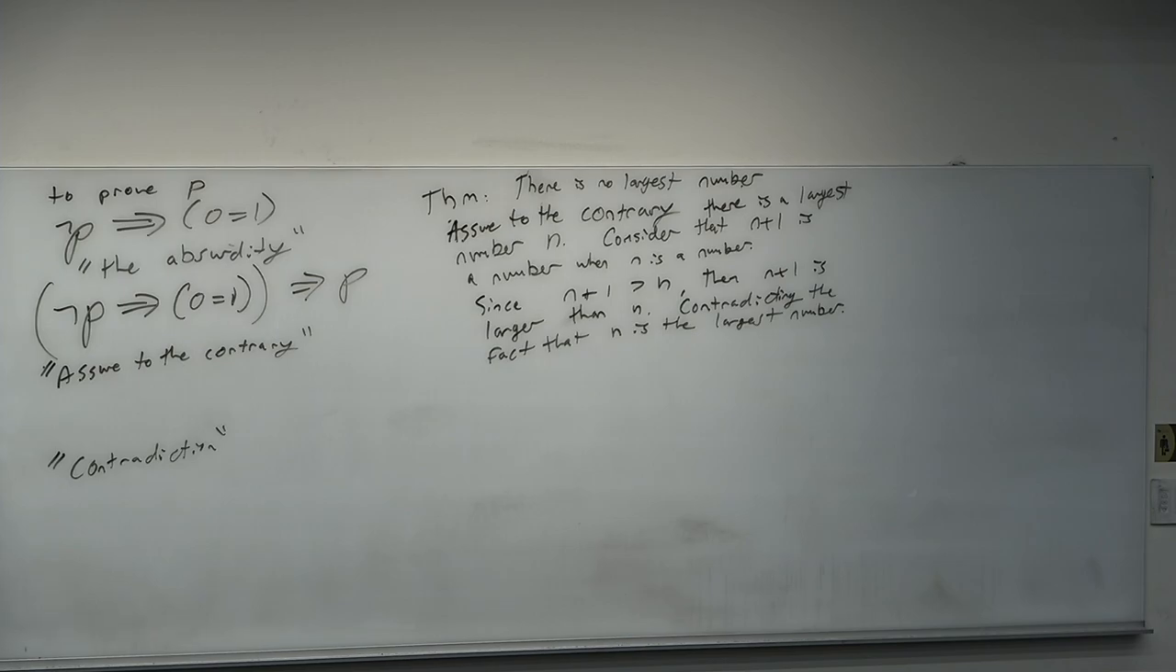So here, we said assume to the contrary there is the largest number, n. N plus 1 is larger than n, contradicting the assumption that n is the largest number. If someone says, I have the largest number, you say, no, I have a number bigger, n plus 1, right? What is the contradiction here? The absurdity is the premise. We assume to the contrary that there did exist a largest number, so we know that all numbers are less than it. Yet we found one number that was bigger than it. Contradiction. That's our contradiction. Any questions on the syntax of the proof?